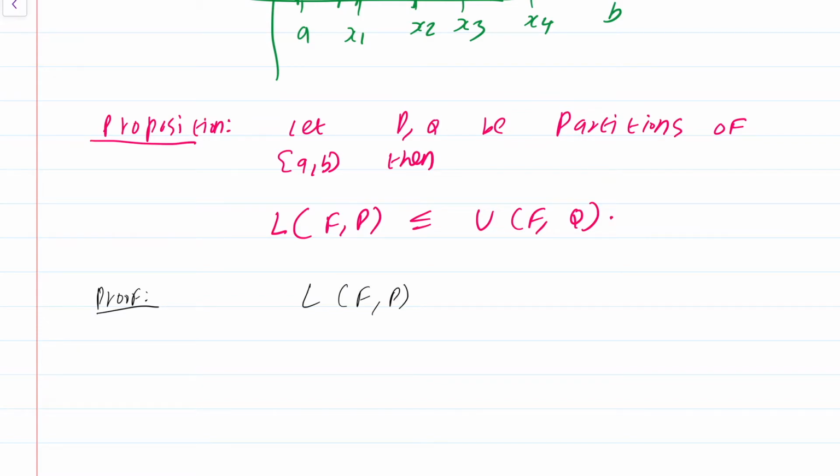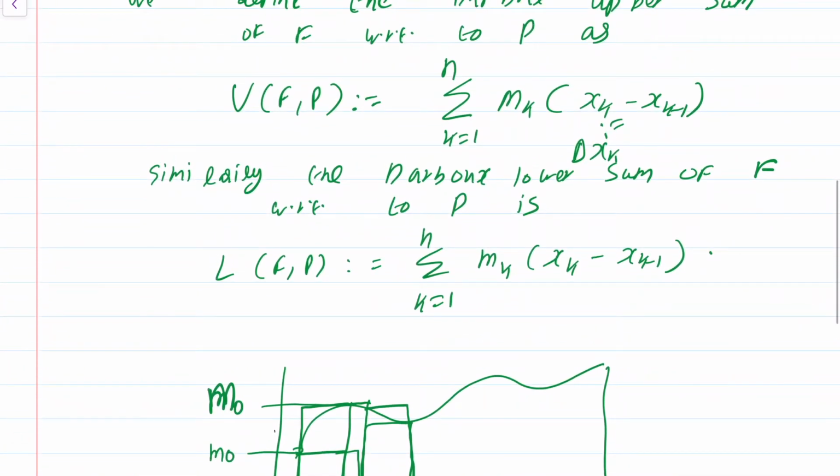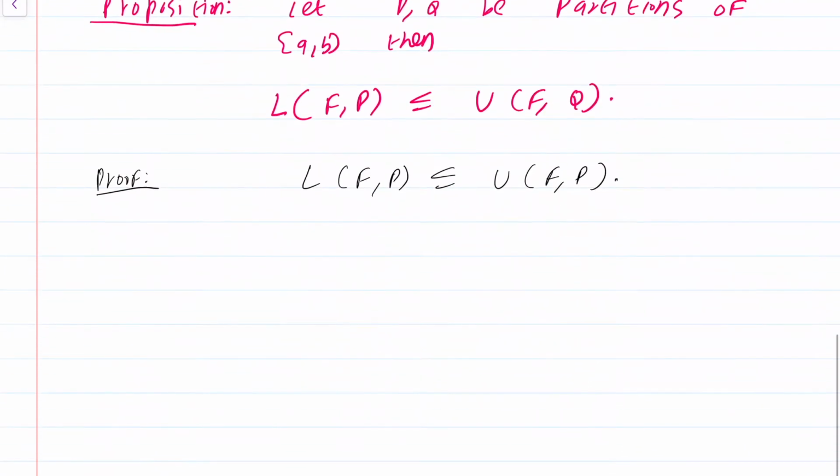L of F,P is always less than or equal to U of F,P. That simply follows straight from the definitions. At each subinterval, you're choosing the minimum values for L of F,P, whereas you're choosing the maximum values for U of F,P. So this inequality that L of F,P is less than or equal to U of F,P is obvious.